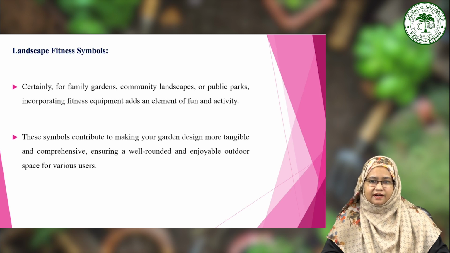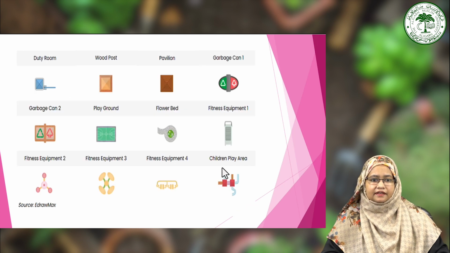Next, in family gardens, community landscapes and public parks, the inclusion of fitness equipment adds an element of fun and promotes physical activity. These symbols include various fitness facilities, playground equipment and more, allowing you to create a dynamic and engaging landscape design that encourages an active lifestyle and enjoyment for all ages. Here is the list of symbols which we can use in the playground for fitness activities like duty room, wood post, pavilion, garbage can, playground, flower bed, fitness equipment. All these symbols we can use in the landscape design.